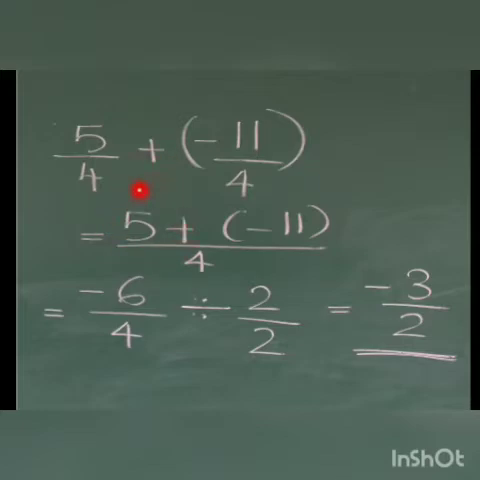Here, 5 or 11, which has the larger value? 11 has the larger value. What is the sign of 11? Negative. So, negative 6 by 4. Now, you have studied how to represent in standard form.